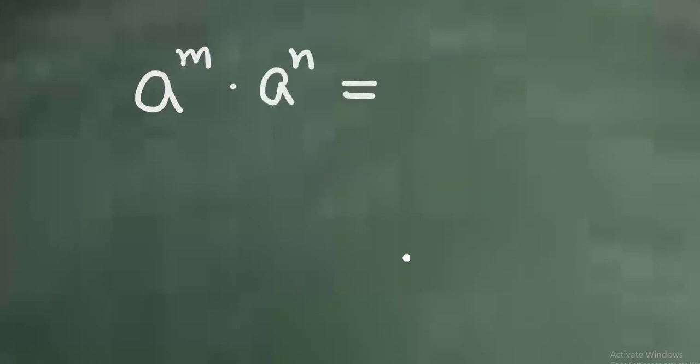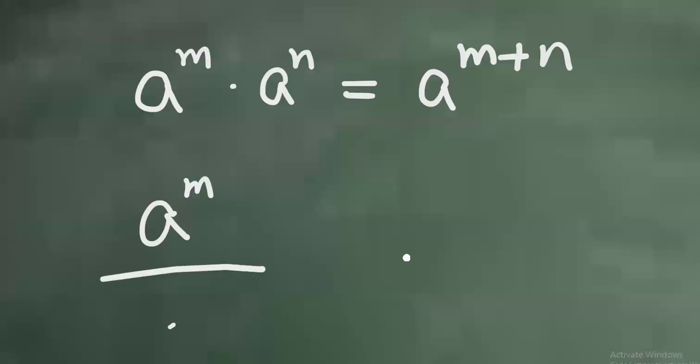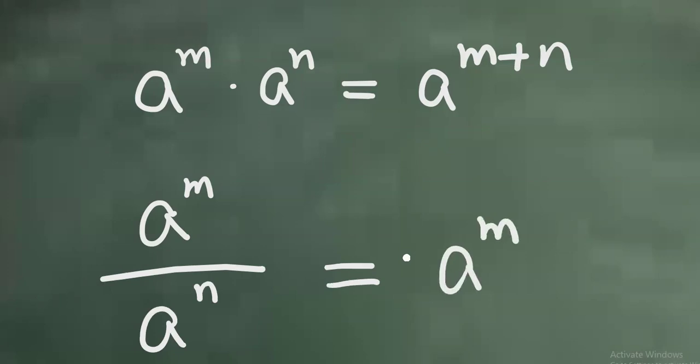So this means for the multiplication of exponents with the same base, a to the power of m multiplied by a to the power of n equals a to the power of m plus n. And a to the power of m divided by a to the power of n equals a to the power of m minus n. Okay. That's for today's lesson.